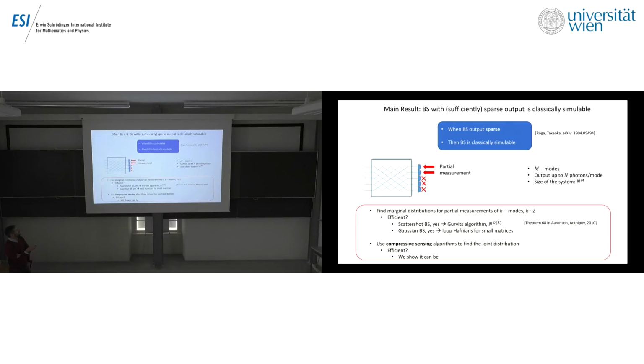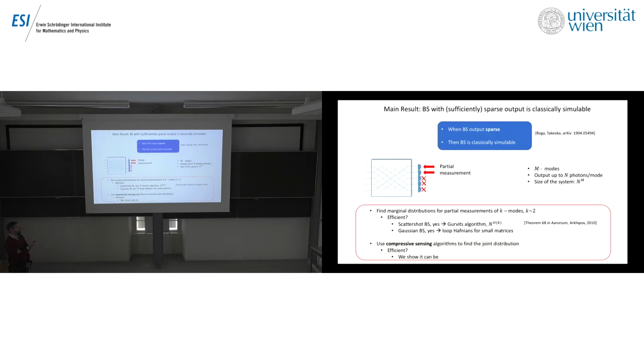So is finding marginal distributions for partial measurements like this, for, let's say, a small number of modes, efficient? This is the question. And then we found in theorem 68 in this original Aaronson and Arkhipov paper, the Gurvits algorithm, which shows that finding these partial measurements for a small number of modes is not too difficult. You can do it in this number of steps. So actually, it is not too difficult for just small k.